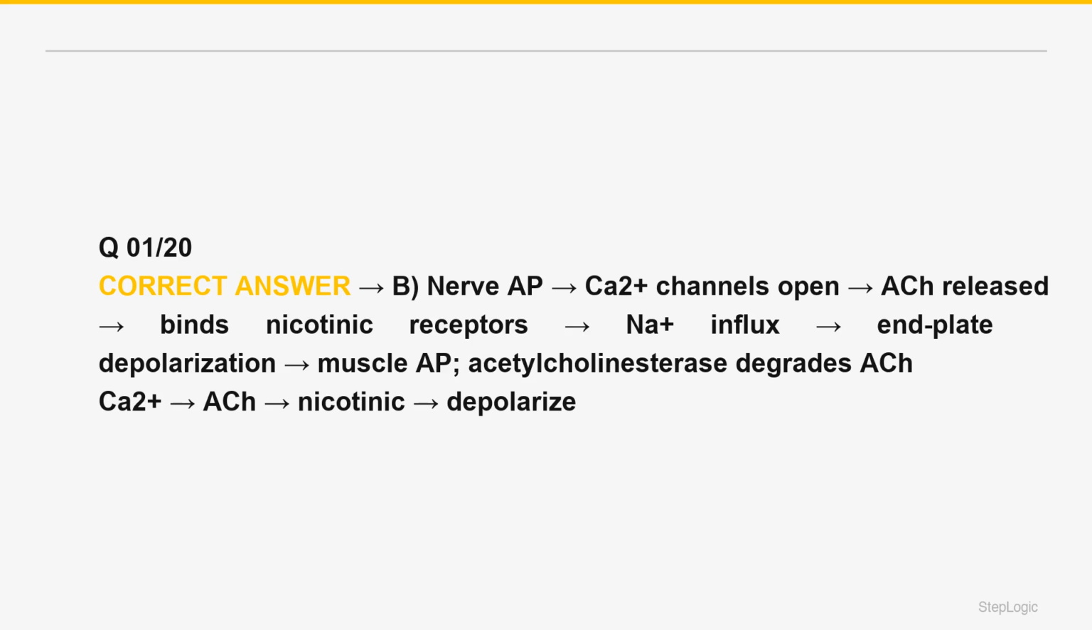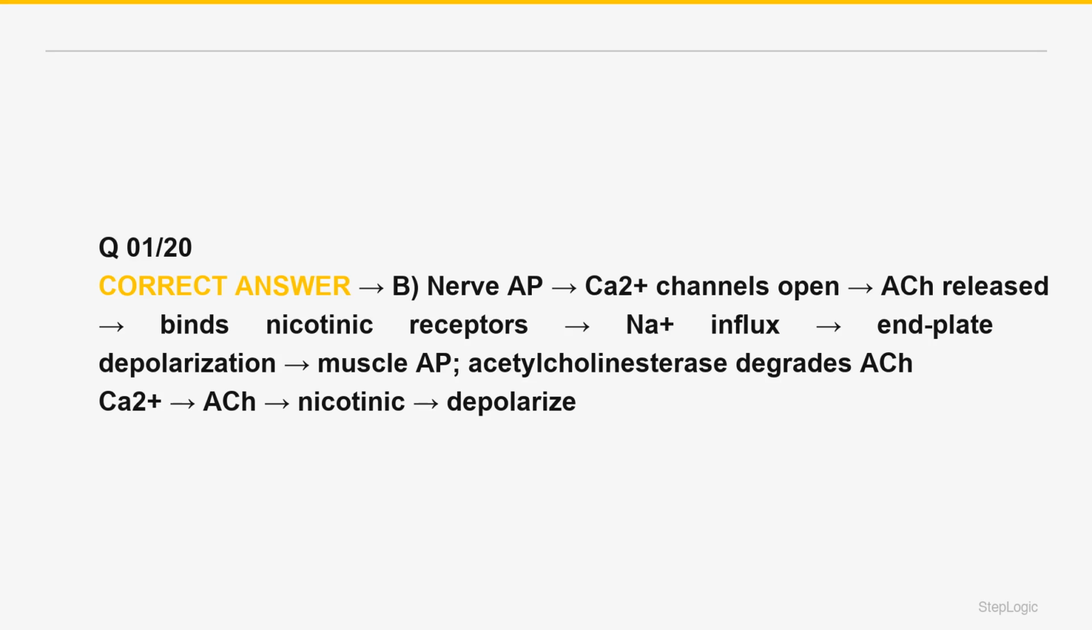Opening the nicotinic receptors lets Na+ flow in, producing an end plate potential that, if it reaches threshold, fires a muscle action potential spreading along the sarcolemma to trigger contraction. The signal is terminated by acetylcholinesterase in the cleft, which hydrolyzes ACh. This pathway is the target of many disorders and drugs.